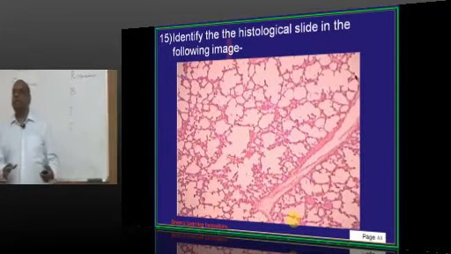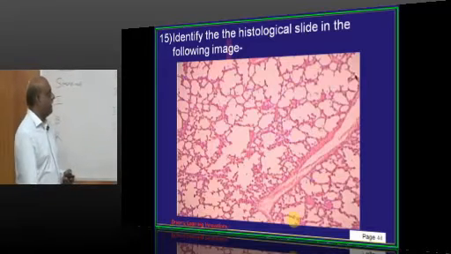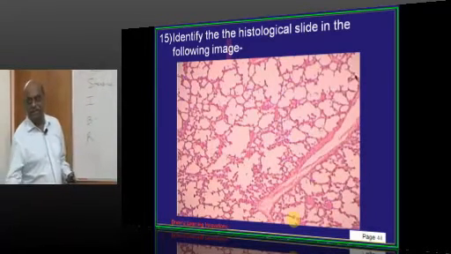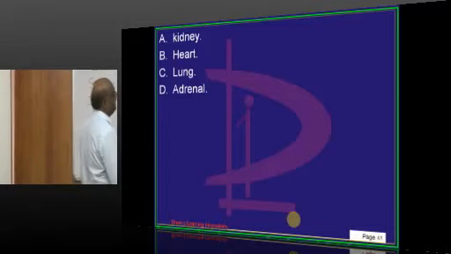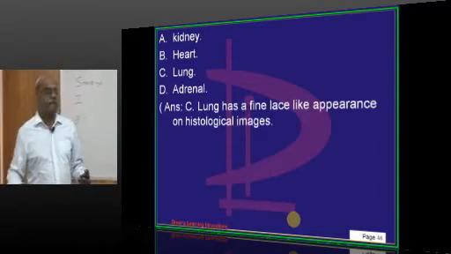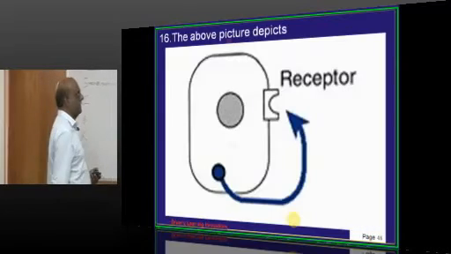Now, what is this on histology? It looks like a Lucknow chicken sari border, but it is basically a lung which is having a fine lace like appearance on the histology.